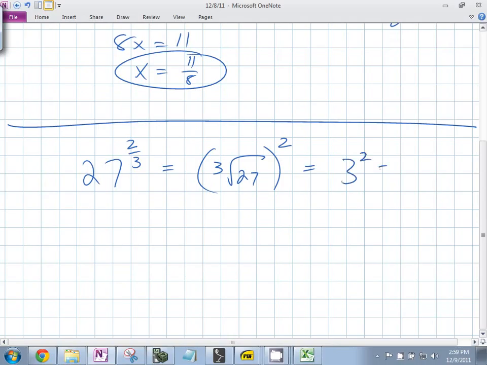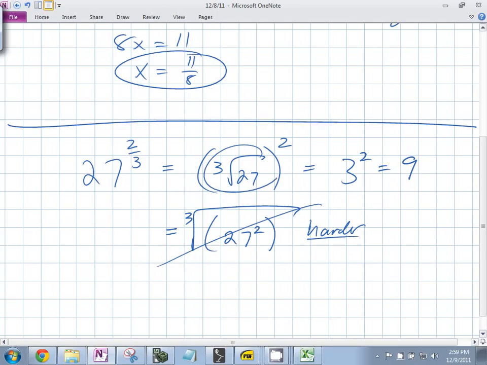3 squared is 9. Another way to think about that, which makes it much harder, is 27 squared, the cube root of that. Do you want to do that? Why isn't that a very good thing to do? It's complicated, it's hard to find 27, a big number. This is the same thing, but it's much harder this way. So do the root first.